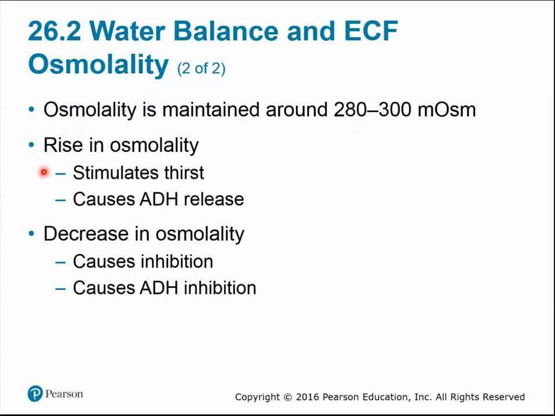So this would stimulate the thirst response as well as cause release of that ADH, antidiuretic hormone. Remember, ADH causes reabsorption of water, right? So if we need more water in our cells and our tissues, we'll release ADH so that we don't let the water just pass through the body in the urine. Then vice versa, if we have a decrease in osmolality, so we're well hydrated, we have plenty of water and fluids, this would inhibit ADH production. So we'll turn off ADH and let that excess water leave the body in the urine.